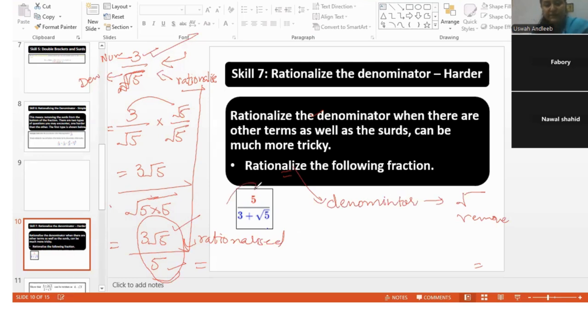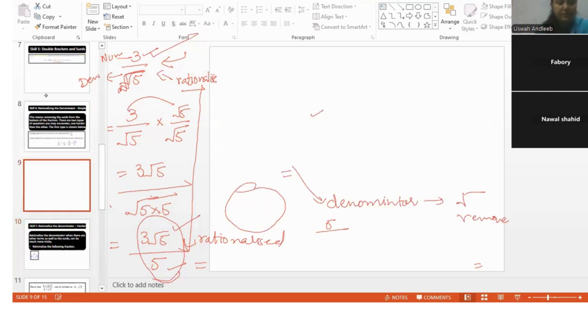Let's move towards a bit more complex question. Do I have a slide over here? Yeah, I have. I'll write it here. And the question is 1 over 3 plus under root 5. Now, when I look at my denominator, there is a 3 placed over here, and there is an under root sign in the denominator, and that is causing me problems. What I have to do is rationalize it.